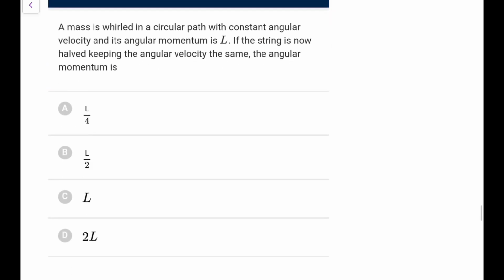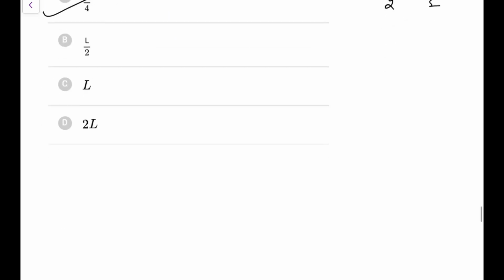Next, a mass is whirled in a circular path with constant angular velocity, angular momentum L. If the string length is now halved, keeping the angular velocity the same, the angular momentum is? So L, one way is you can write m v r. So in the second case, m is same, omega is same but radius is half, so v becomes v by 2, and the radius is also becoming r by 2, so L will become L by 4. You can directly go for option A.